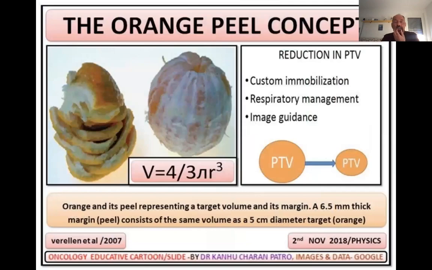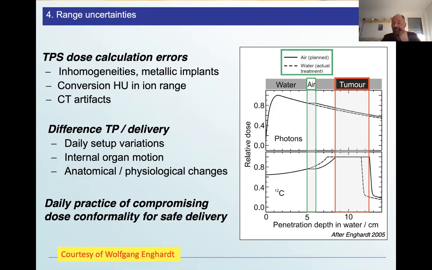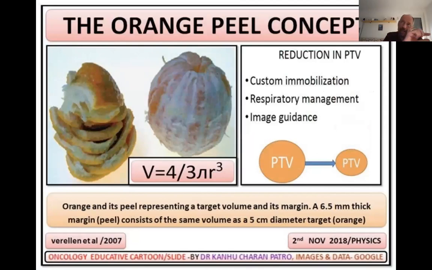So as a result of this uncertainty, you add the margin, but be careful with the margins. You can say, okay, how big is a margin? It's not so big, you know. But actually, a nice example that was done a few years ago in a Belgian paper shows that, imagine that the margin, let's say, is like the passage from GTV, CTV, and PTV.